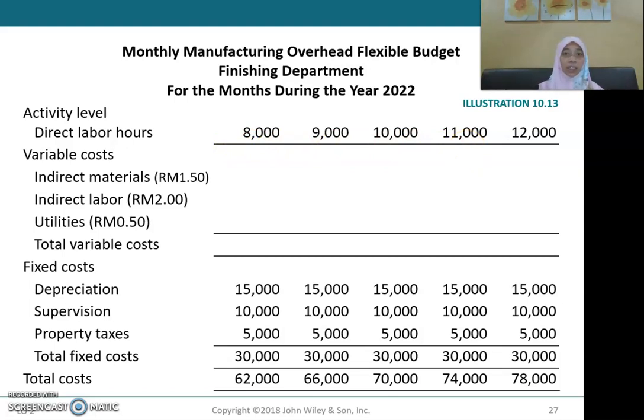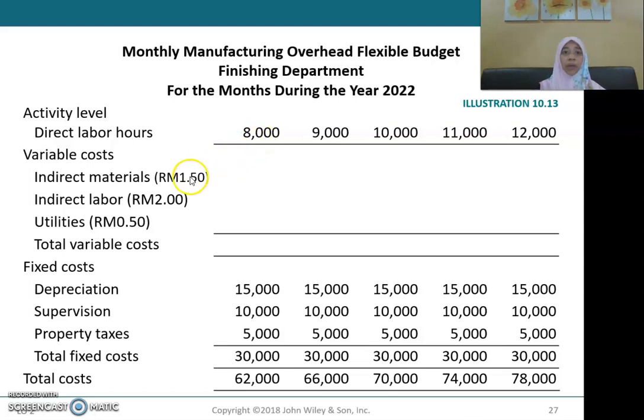If the question asks you to prepare from the range of 8,000 up to 12,000 with an increment of 1,000, this is how you do it. Then you identify your variable cost. Your variable cost you have already worked out in your step 2 just now. You work out the per unit: 1 ringgit and 50, 2 ringgit and 50 cent for your indirect material, indirect labor and utilities. Then you just times it with the activity level, or in this case your direct labor hours.